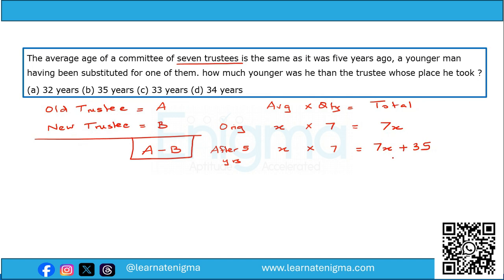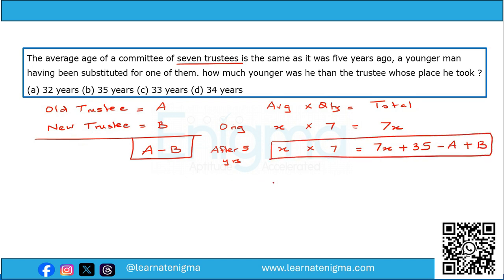The age. Now, the old trustee has left, so minus A, and the new trustee has come in, so plus B. So this becomes our basic equation. Okay, so we have 7x is equal to 7x plus 35 minus A plus B.